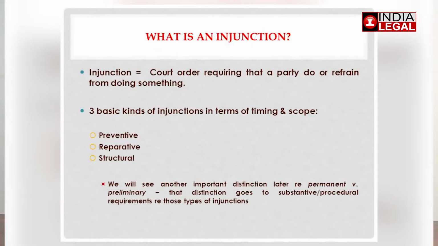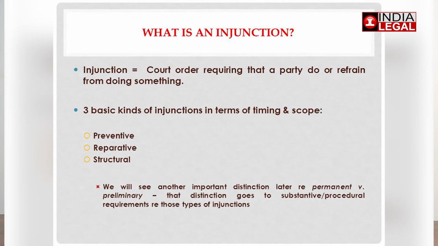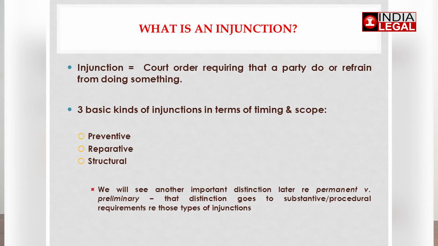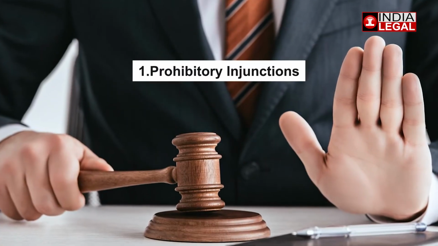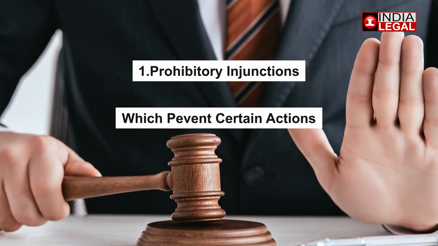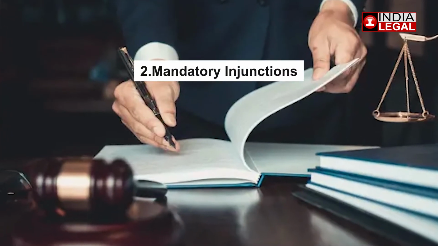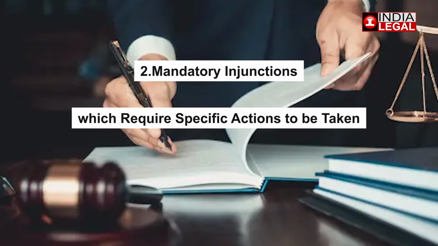Now, what do I mean by that? Preventing the continuation of harm through the issuance of orders or injunction is a legal concept aimed at stopping a party from engaging in certain actions that may cause harm or damage to someone. Now, you might be wondering, what is an injunction? An injunction is a court order that requires an individual or an entity to either perform or refrain from specific actions. Now, there are two types of injunction. First, we have the prohibitory injunction, which prevents certain actions, and the mandatory injunction, which requires specific actions to be taken.